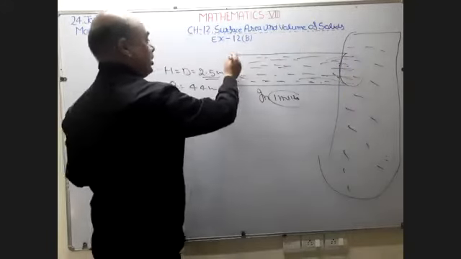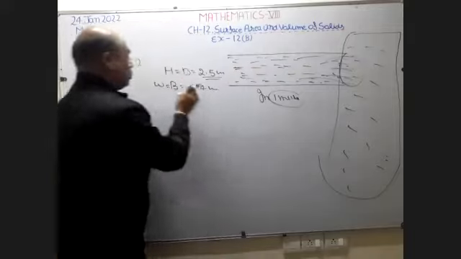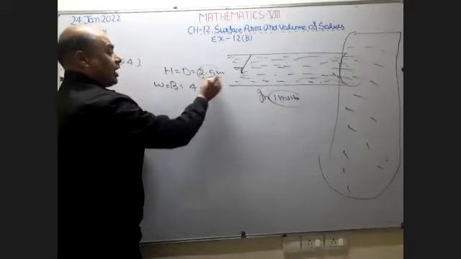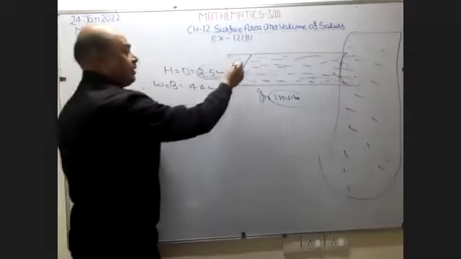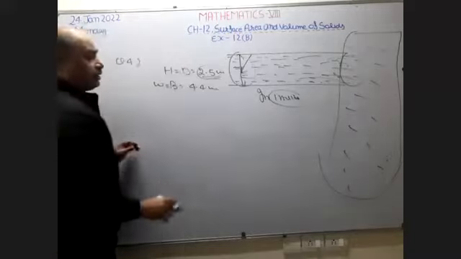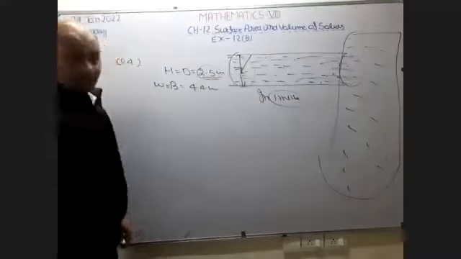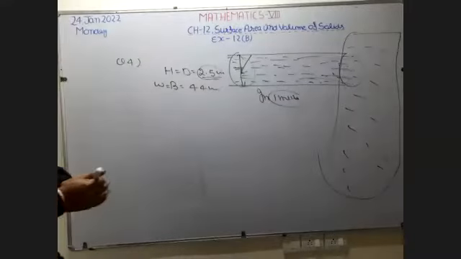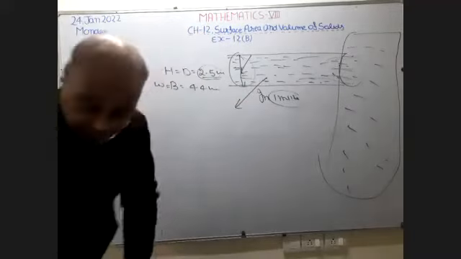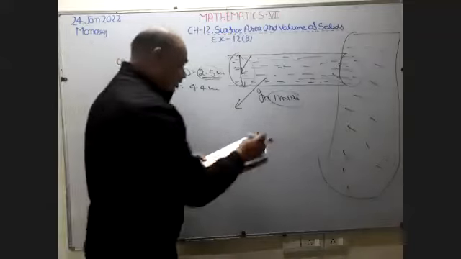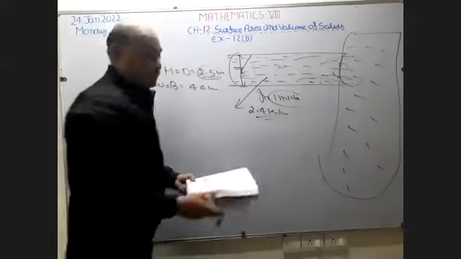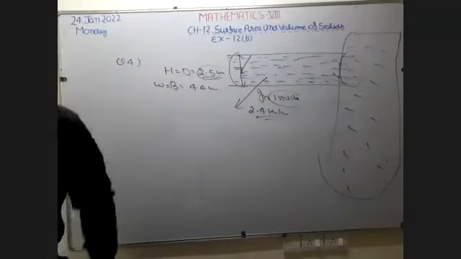Since this river is in the shape of a cuboid, the height is given. Height means depth of the river, 2.5 meter. Breadth 44 meter means this one is the breadth. It is given as 44 meter. Now the length is not given, but the speed of the water is given. The speed of water is 2.4 kilometer per hour. So in this question, I want to find the volume of water flowing in 1 minute.